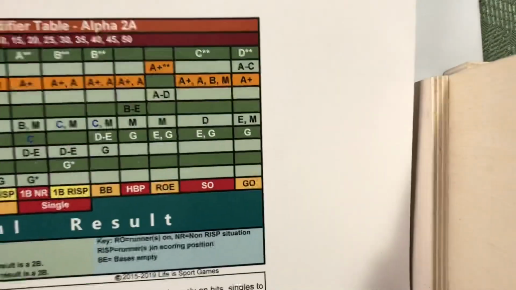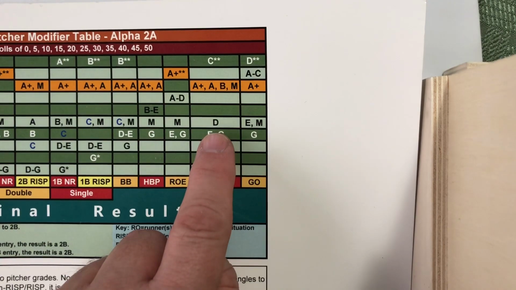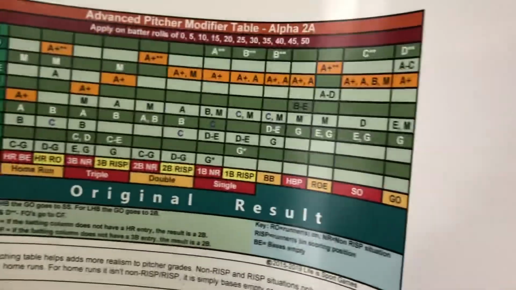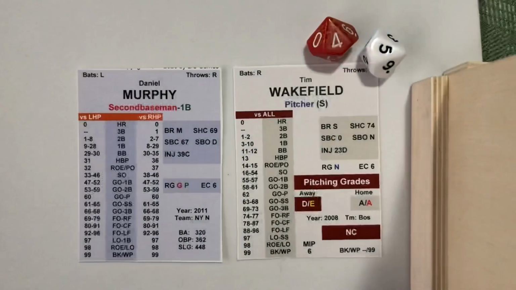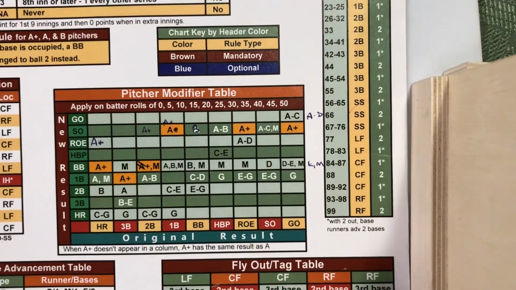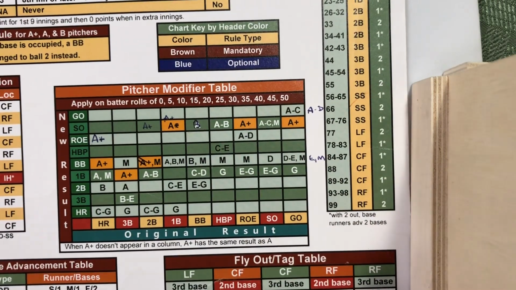And a strikeout against a D pitcher on the advanced pitcher modifier table becomes a walk as well. Now, there are similarities, but there are differences as well. The easiest place to spot how the charts are different is to look at the outcomes for a C-rated pitcher.